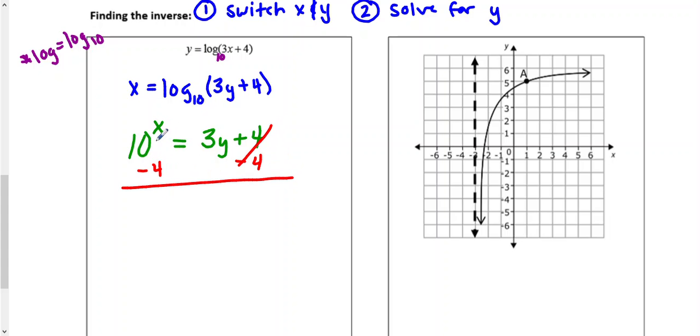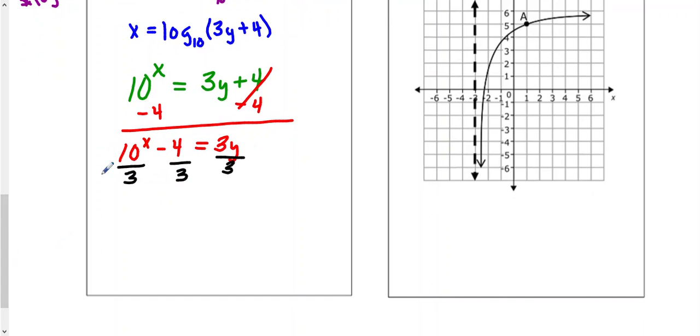Now 10 to the x minus 4, they are not like terms, so we just keep it as 10 to the x minus 4 is equal to 3y. Divide everybody by 3. And since these two have the same denominator, we can just write it as 1. So we'll say 10 to the x minus 4 all over 3 is equal to y. And that's my inverse.